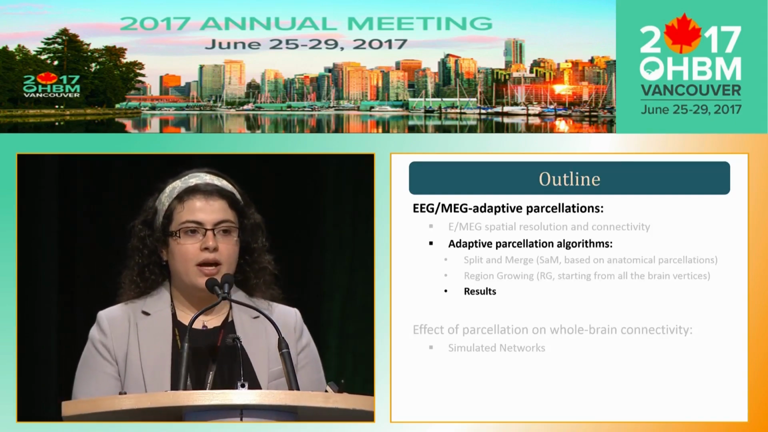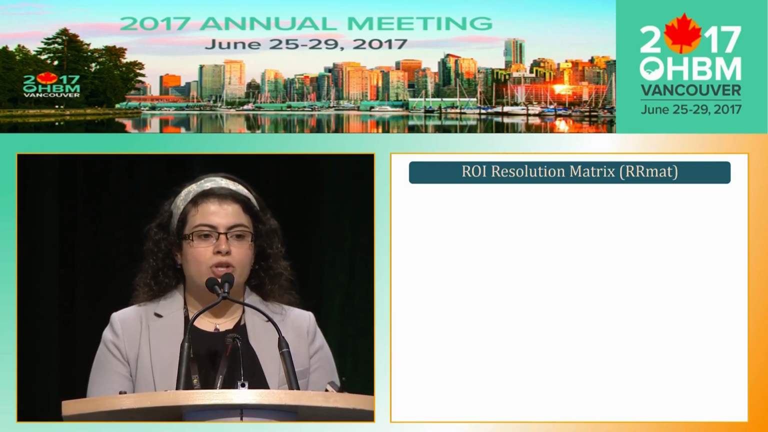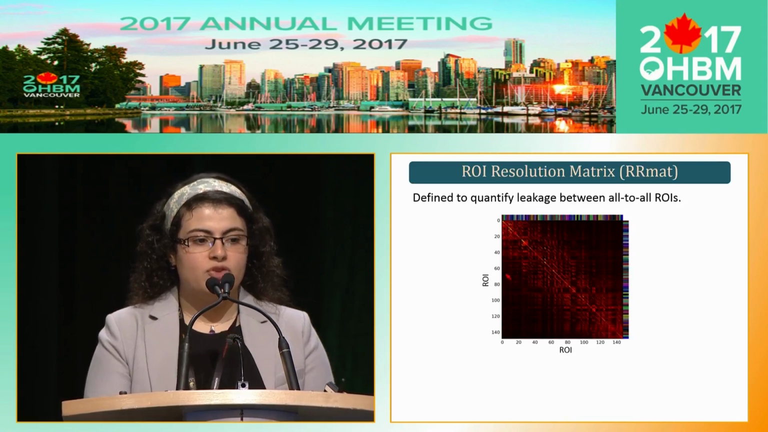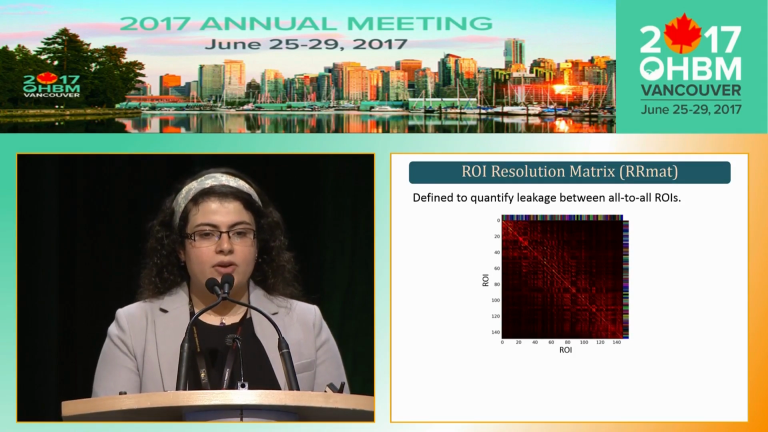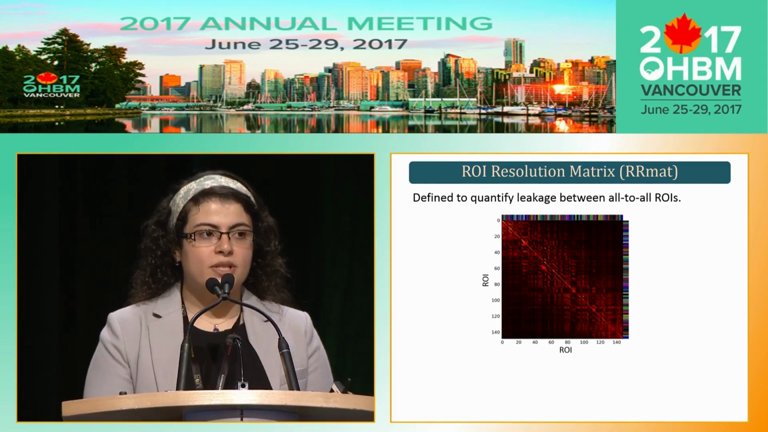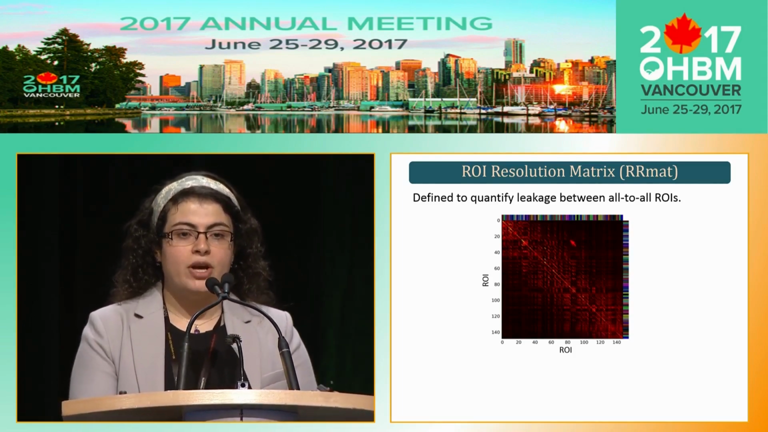At first step, we evaluated the performance in theory and using something called the RI resolution matrix. And what it tells us, it's an RI by RI matrix. The diagonal elements show how much each RI is receiving crosstalk and leakage from itself, and the off-diagonal shows how much it's receiving leakage from the rest of the brain.